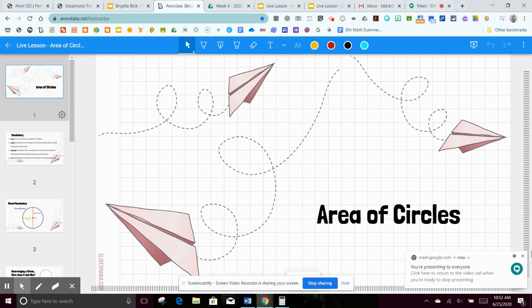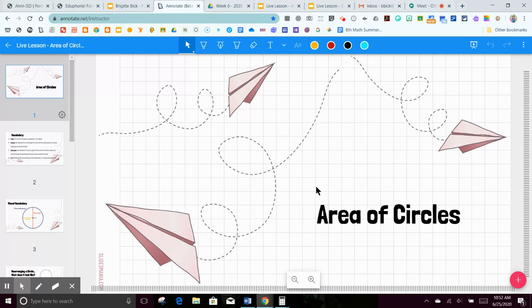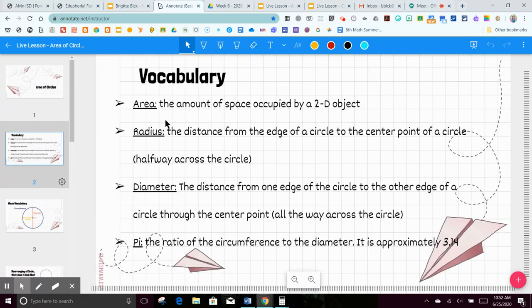All right, area of circles. We are going to go through a few examples of area of circles. Some important vocabulary. Area is the amount of space occupied by a 2D object. Think that you're going to cover something. So think about like a cover of a pool, or you're laying grass or something like that.